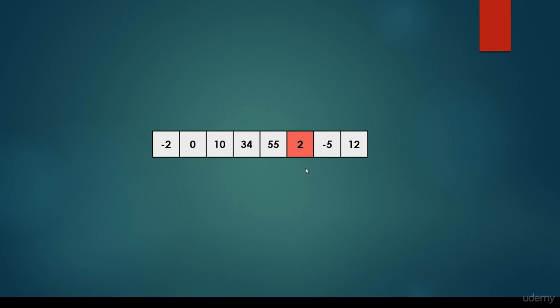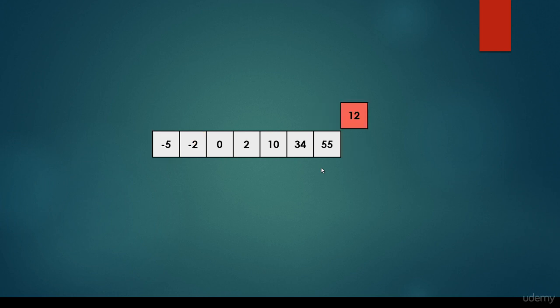What about 2? 55 is greater, of course we shift it. 34 is greater than 2, yeah, we shift it. 10 is greater than 2, yeah, we shift it to the right. 0 is greater than 2? No, so this is where we have to insert the number 2. What about -5? Oh, there's going to be lots of shifts, because 55 is greater than -5, 34 is greater than -5, 10 is greater than -5, 2 is greater than -5, 0 is greater than -5, and -2 is greater than -5, so we have to make lots of shifts.